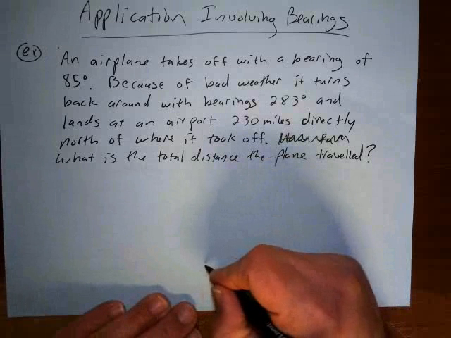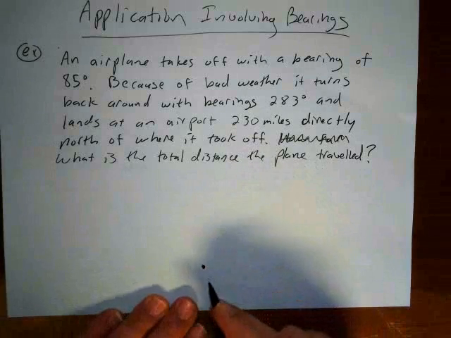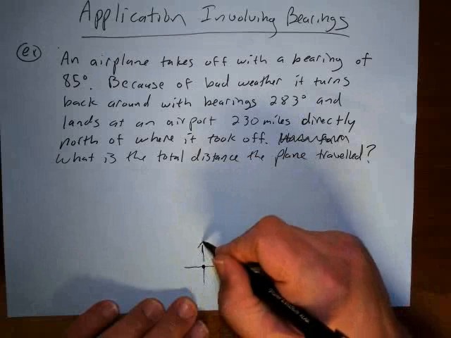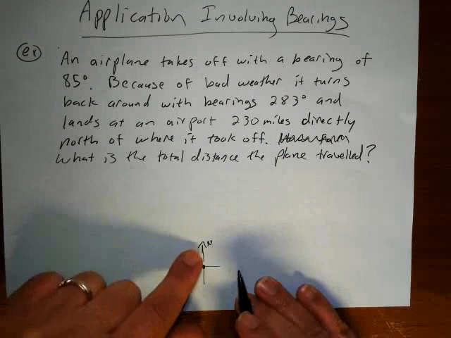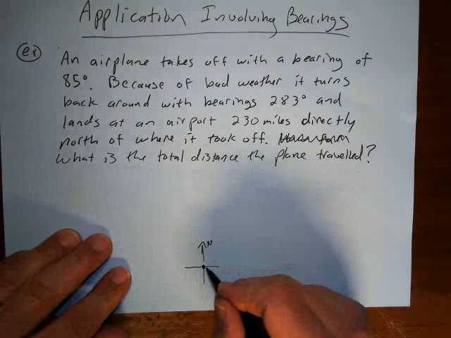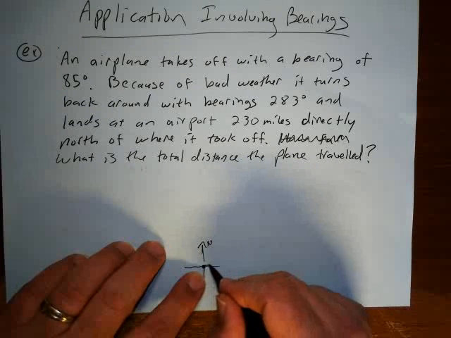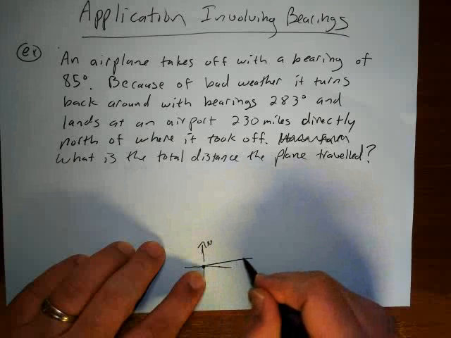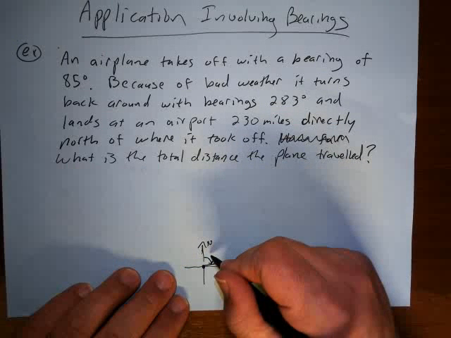So I'll start kind of in the middle, more near the bottom, and we'll say this is where the plane starts, and I'm going to draw my little compass. There's north, right? And it says it takes off with a bearing of 85 degrees. Well, 90 would be directly east, so this is a little less than that. It's like a 5-degree angle there, right? So this is actually the bearing here of 85 degrees.